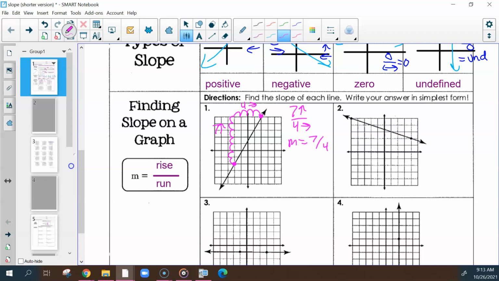But if I was looking at the opposite way, and let's say I still saw those 2 points, but I started at this top one, well, my rise, I would need to go down first because I can't go up on this. It's still 7, but now I'm going down. And now I'm going left 4. So because I'm going down and left, that gives me a -7 over a -4. But because 2 negatives make a positive, this would still be 7/4.